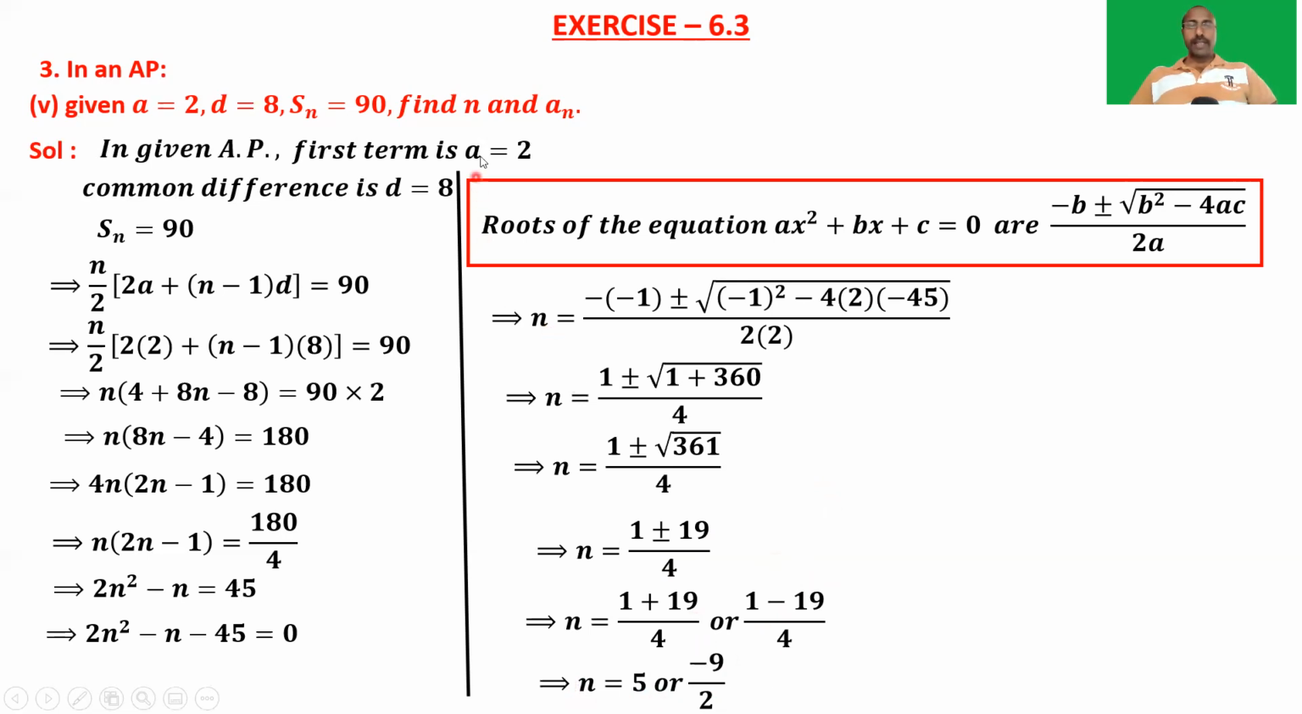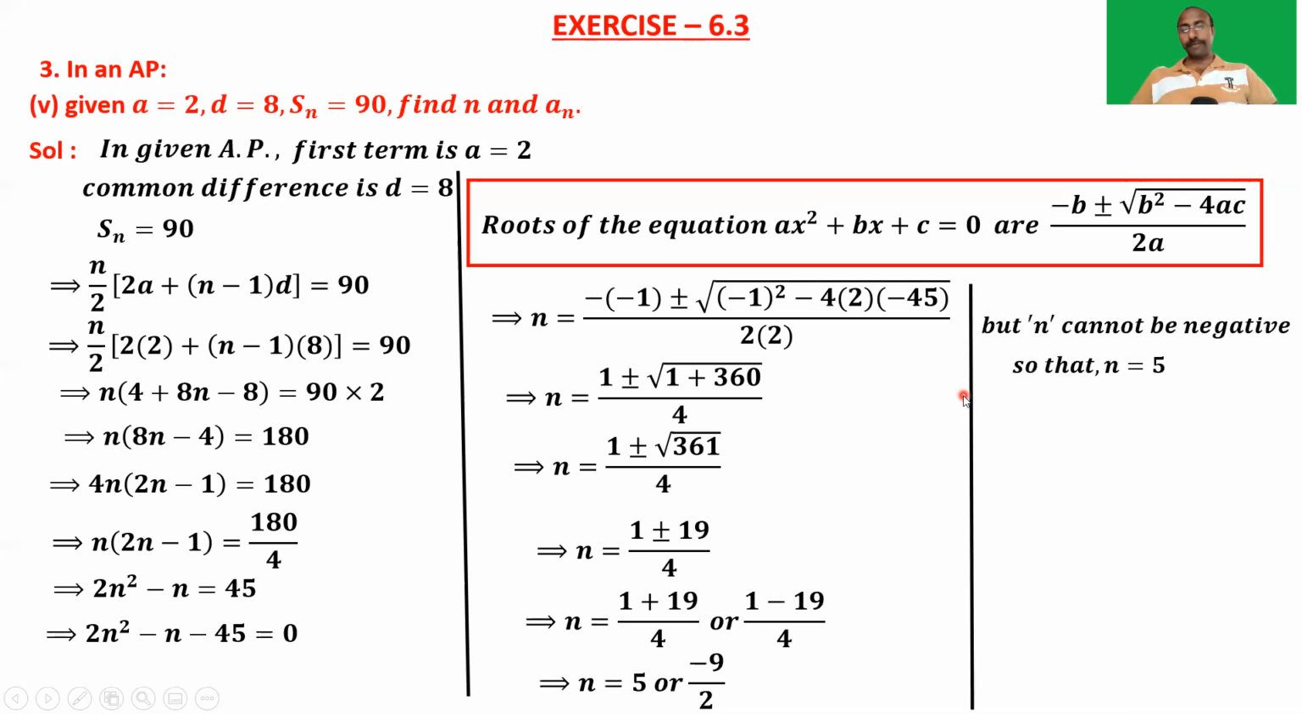And students, here n is the number of terms. So number of terms cannot be negative and it must be a natural number. Okay. So as n cannot be negative, we can take n is equal to 5. So in that way, we got n is equal to 5.